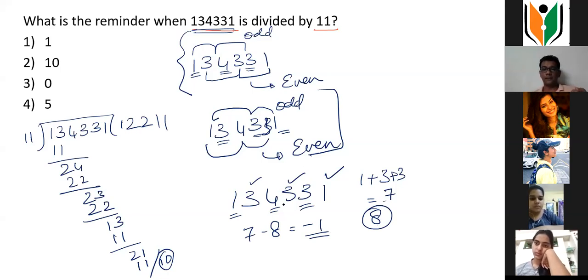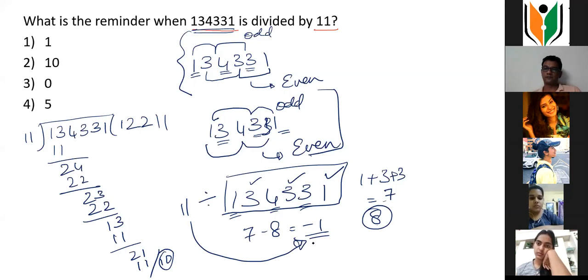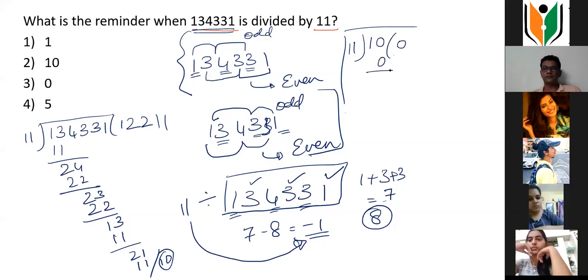It means that my remainder, when this value is divided by 11, is actually minus 1. But minus 1 cannot be given as a remainder, correct? What does the concept of a minus 1 remainder mean? Let's assume I'm dividing 10 by 11. When I divide 10 by 11, what is the remainder? 10 is the remainder. Or I can also say that when 10 is divided by 11, the remainder is also minus 1.